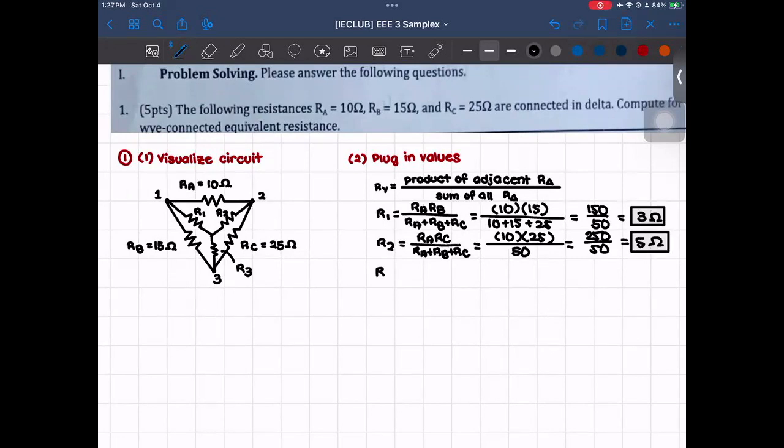Then for R3, that would be RB times RC, all over RA plus RB plus RC. And that's going to be equal to 15 times 25 all over 50. And then that will be equal to 7.5 ohms. So yeah, that's basically it for number 1.